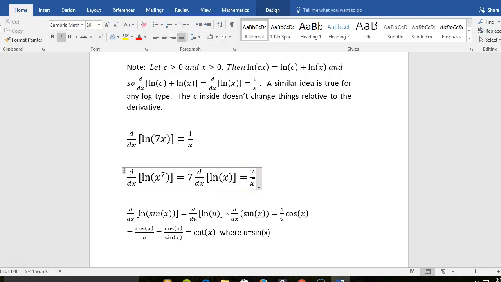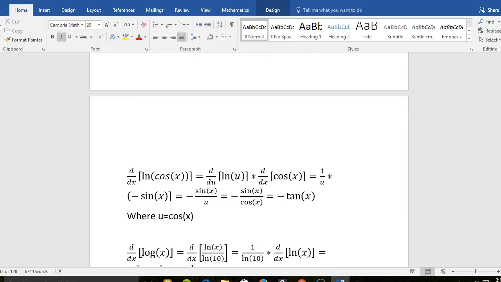So there's that. Now let's look at the derivative of the natural log of sine x. Now this is going to be the chain rule. We're going to have to let u equal the sine of x. So that's going to be d by du of ln u times d by dx of sine x. And that's just going to be 1 over u for this part. If you differentiate the ln u with respect to u, you get 1 over u. Differentiate sine x with respect to x, you get cosine x. So that's just cosine x over u, but that's just cosine x over sine x, and that's the cot of x. After all, u is sine x from the very beginning. Okay.